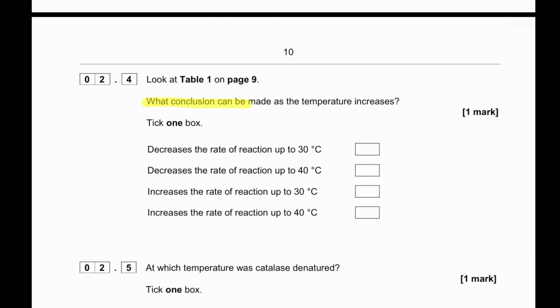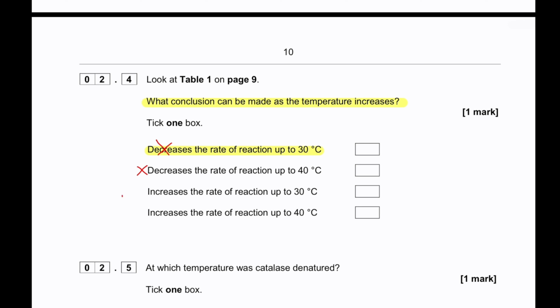What conclusion can be made as the temperature increases? Okay, point number 1: decreases the reaction rate up to 30 degrees Celsius. No, we have seen from the data that the reaction rate was increasing up to 30 degrees Celsius. Decreases the reaction rate up to 40 degrees Celsius. So this is a wrong statement, because up to 30 degrees Celsius the rate of reaction was increasing, and then from 40 degrees Celsius onward, it decreased.